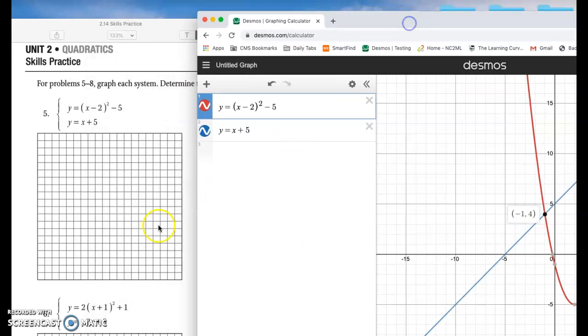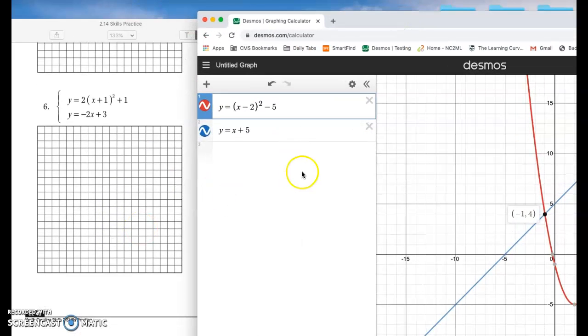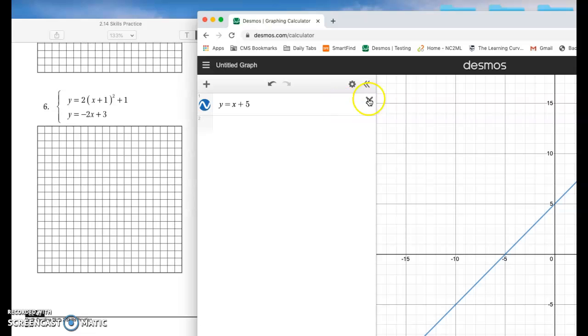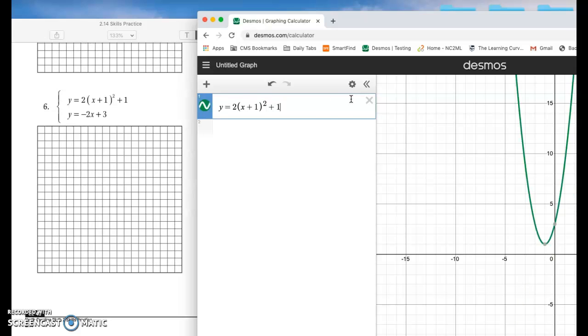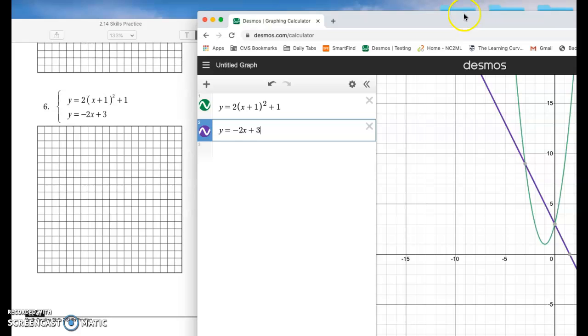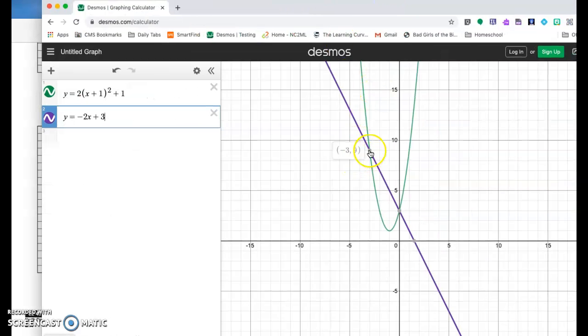So one more time, just so we can see another example, we'll work number 6 here. We type in the equation y equals 2, parentheses, x plus 1 squared plus 1, and then y is equal to -2x plus 3. So again, on this graph, we have 2 points of intersection. All we do is click, and Desmos will give us those two numbers, so -3, 9 and 0, 3.